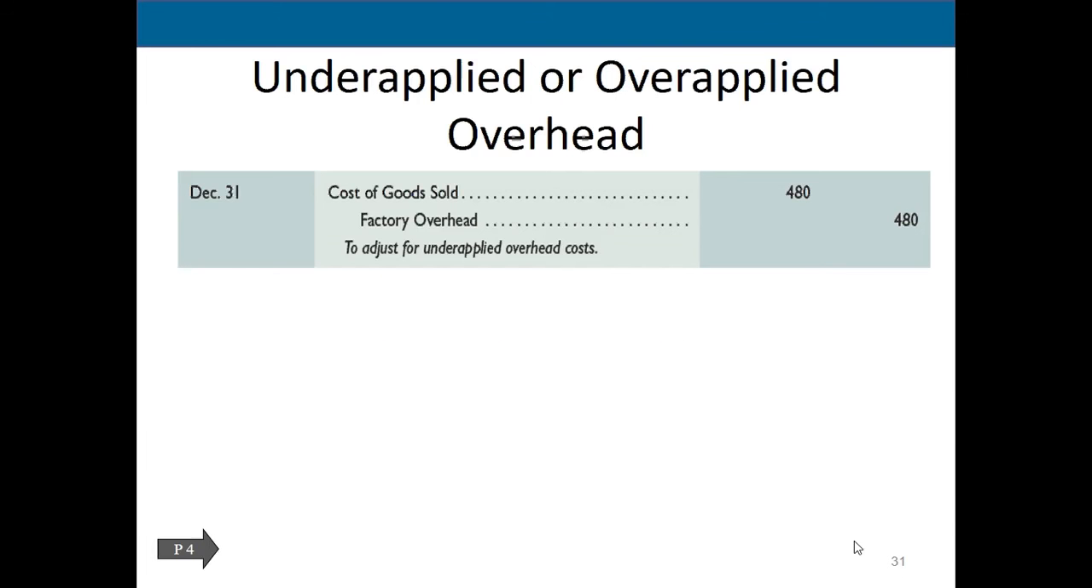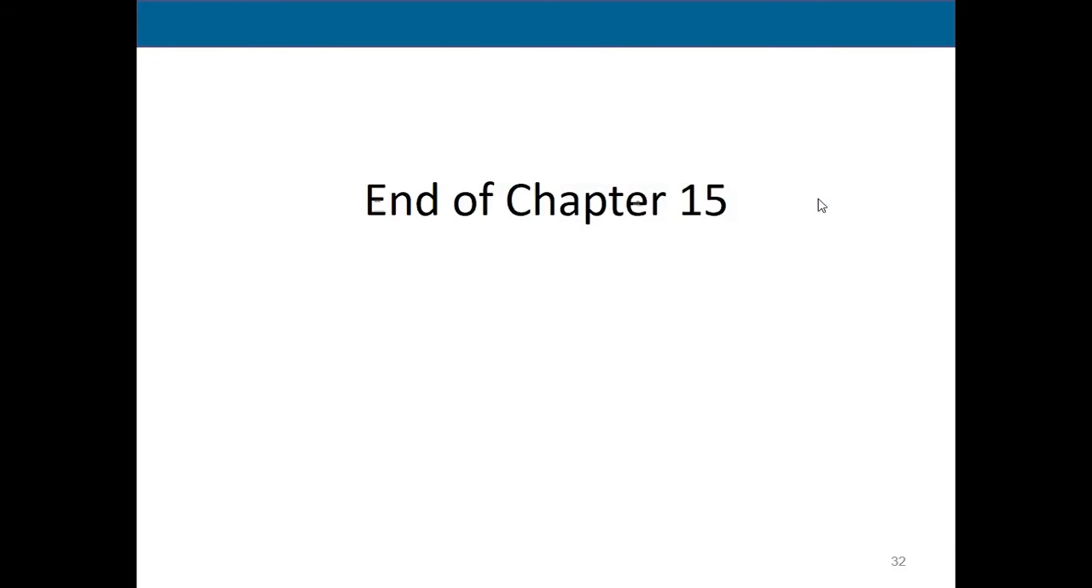Okay, underapplied or overapplied, if we went back through and looked at all those entries that we did, if we actually created a T account for factory overhead, we would see that factory overhead was left with a debit balance of 480. That means that it was underapplied. If it was underapplied, we need to credit it out, and we're just going to push it into cost of goods sold. And that is the end of our chapter.